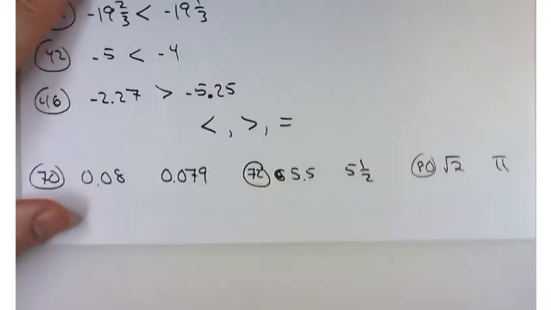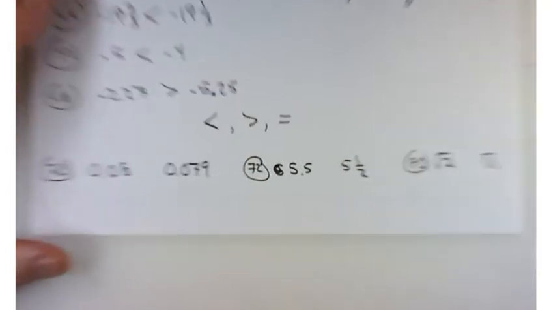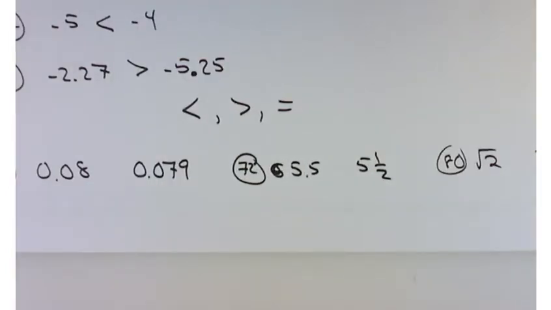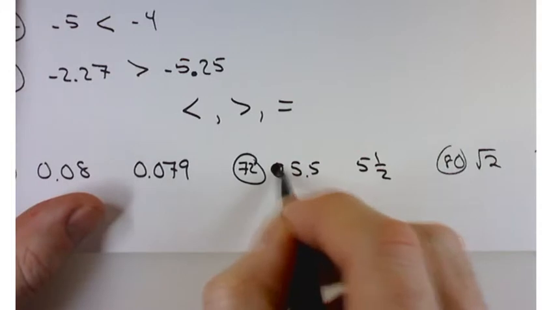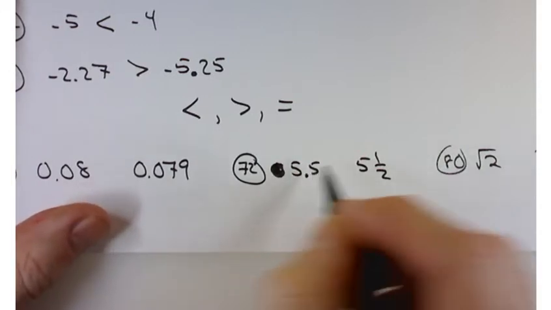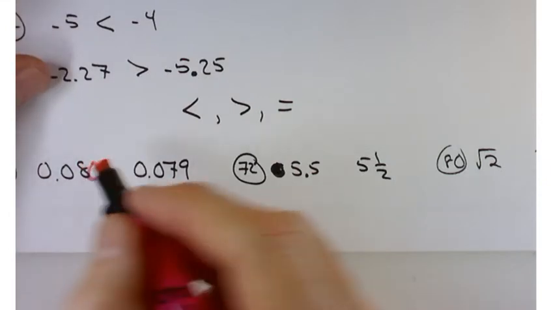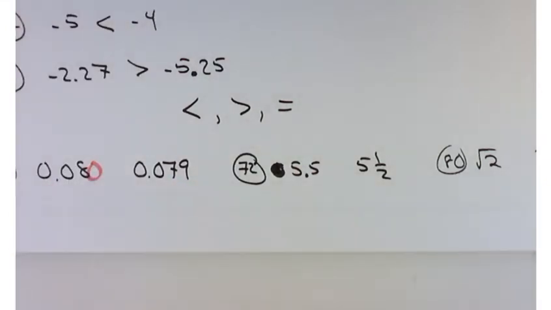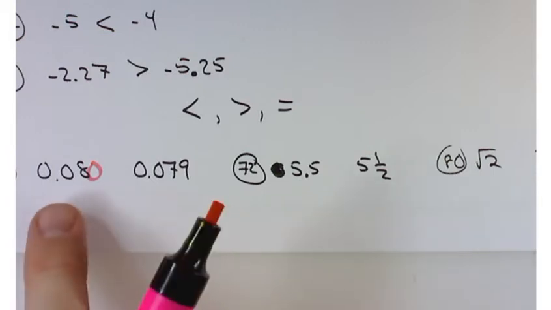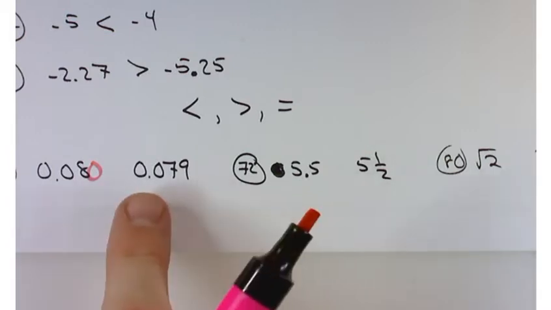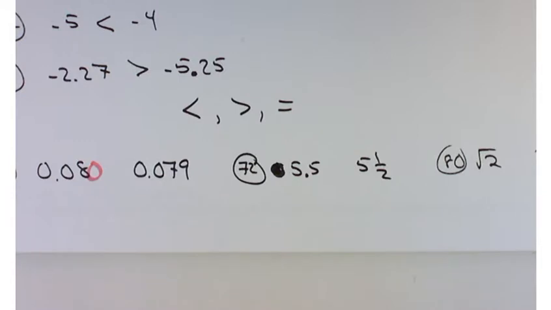Oops, it's a 5.5. Yeah, sorry about that. Now, it can help you out a little bit to add a 0 here. That way both of these are 3 digits to the right of the decimal. You've got 0.080 and 0.079. So maybe that helps, maybe it doesn't, not sure. But you're free to do that.